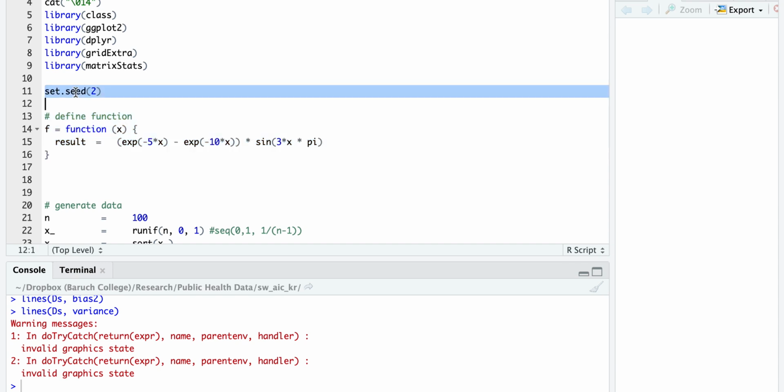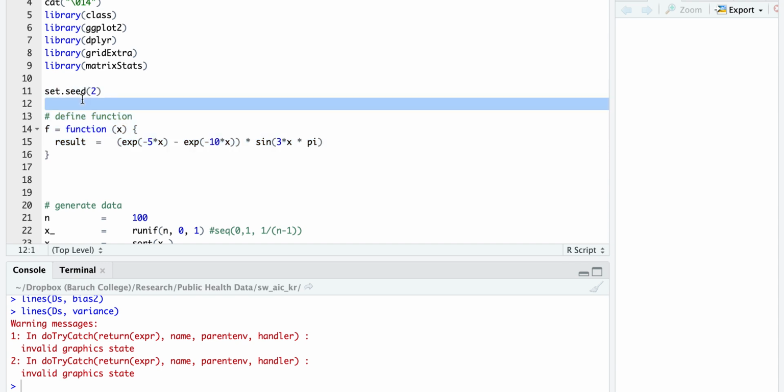Here I set the seed. When you set the seed, then anything that you draw that is random will be the same for all of us. So it will still be random, but it will be reproducible. If you run it again, you will get the same random pattern. And that is particularly useful in debugging or in comparing results between different people who are working on the same problem.